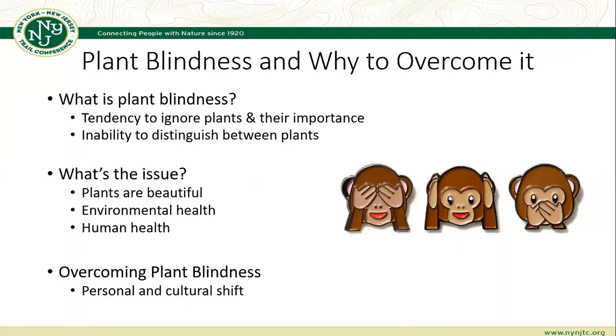So, plant blindness, what is it? Well, it is the human tendency to ignore plants and their importance. Most people can't even tell the difference between two plants. And why is this? Well, we have a visual preference for things that look similar to us. So as animals, we are much more easily able to tell two animals apart and key in on some specific identification characteristics. On top of that, most plants are green and they don't move. So people kind of just glaze over them as they're walking along.